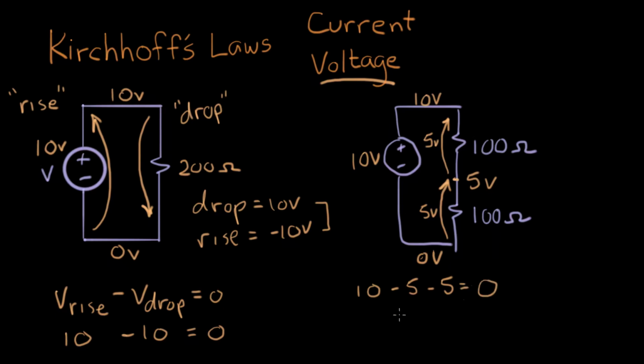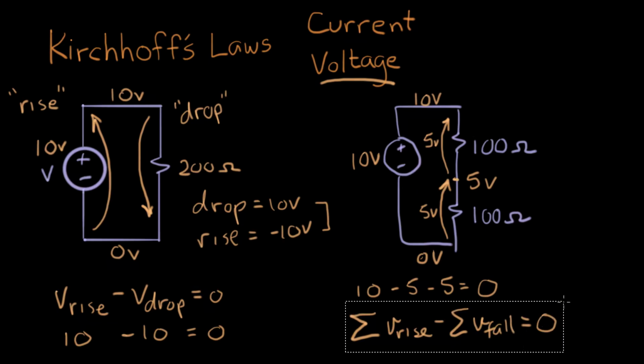All right? So I can generalize this. We could say this in general. We can do the summation, that's the summation symbol, of the V rise minus the sum of the V fall equals 0. This is a form of Kirchhoff's voltage law. The sum of the voltage rises minus the sum of the voltage falls is always equal to 0.